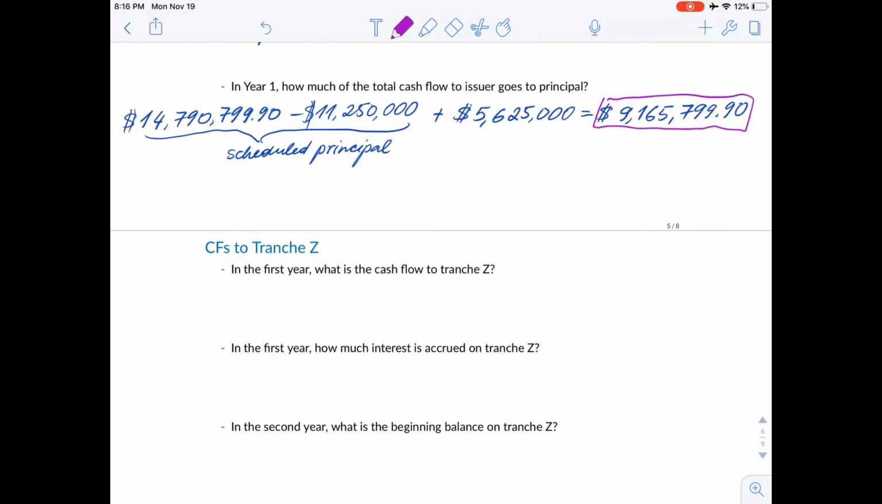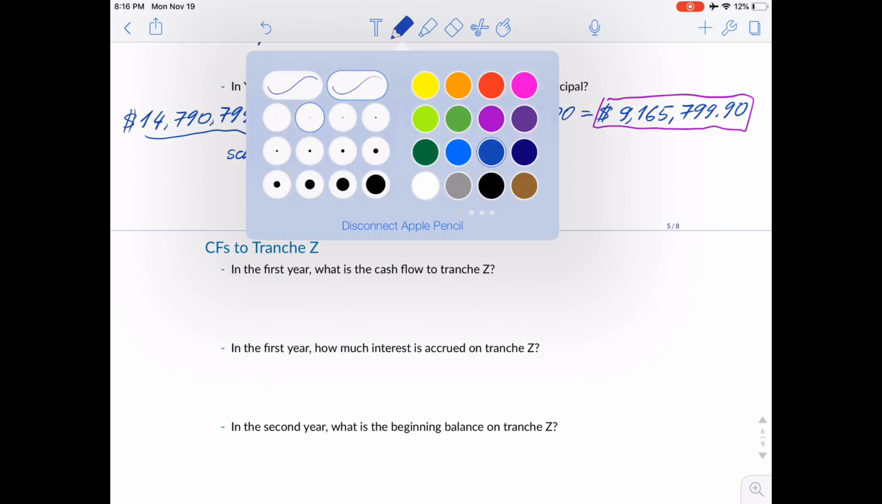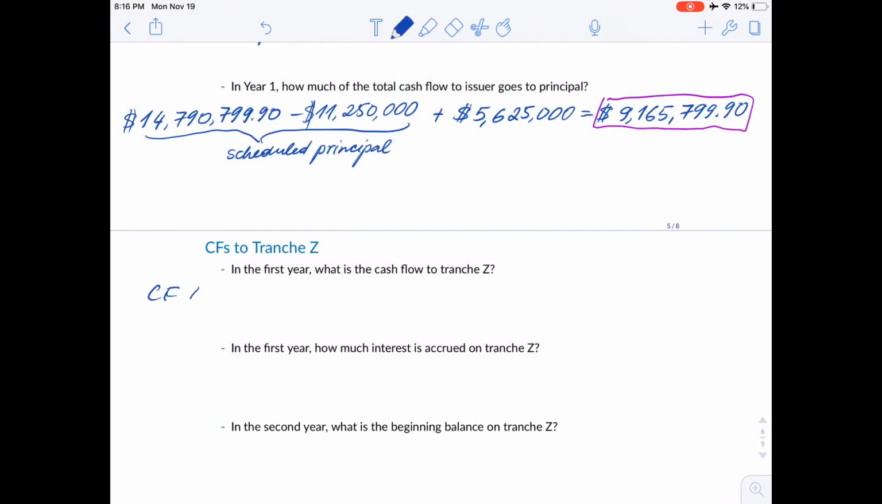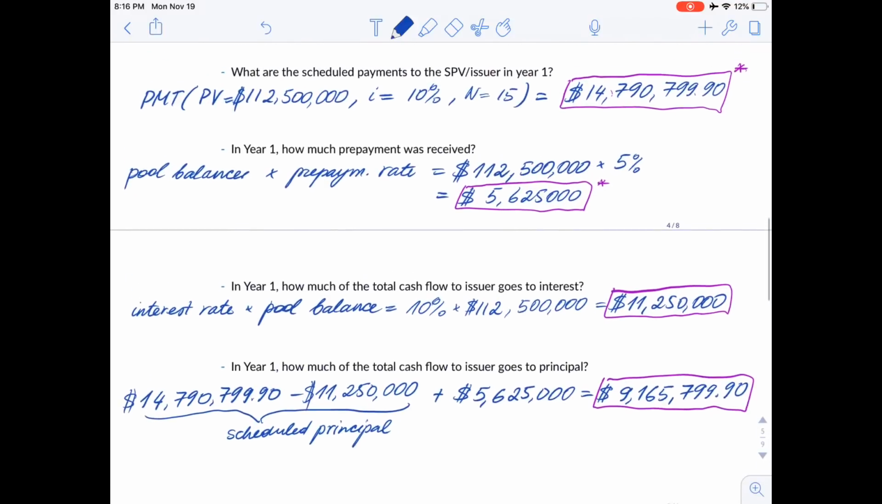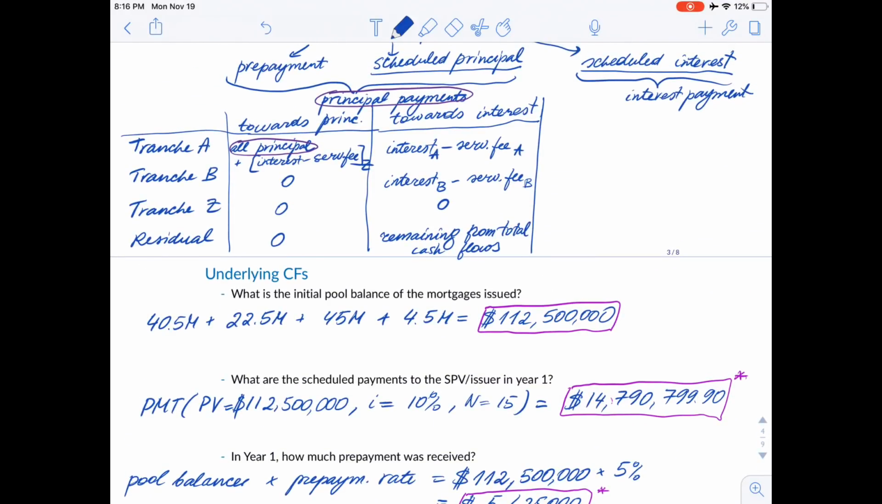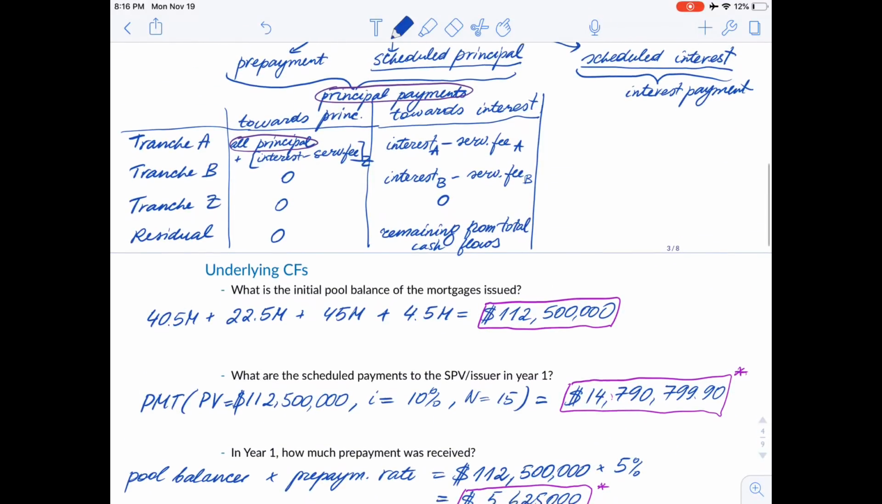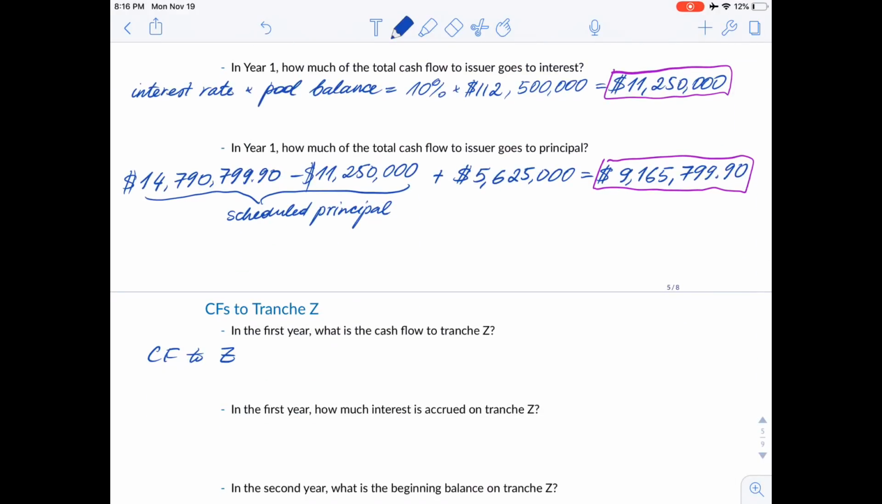In the first year, what is the cash flow to tranche Z? So cash flow to Z, we know if we check back with that table, is going to be 0 for the principal and 0 for the interest. So actually the cash flow to Z is 0 unless A and B are fully repaid, which we will have to double check in the end, but we know that that is true at least in year one. Okay, so the cash flow is 0.